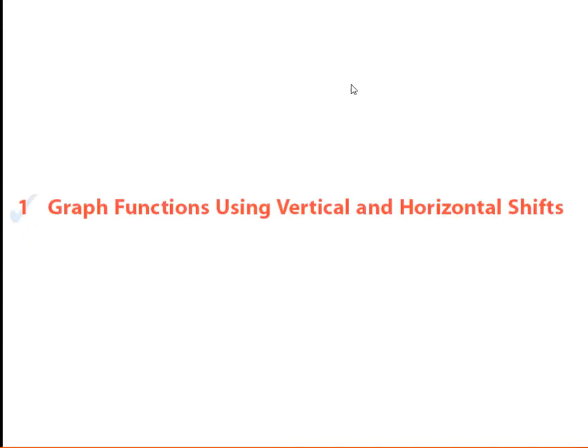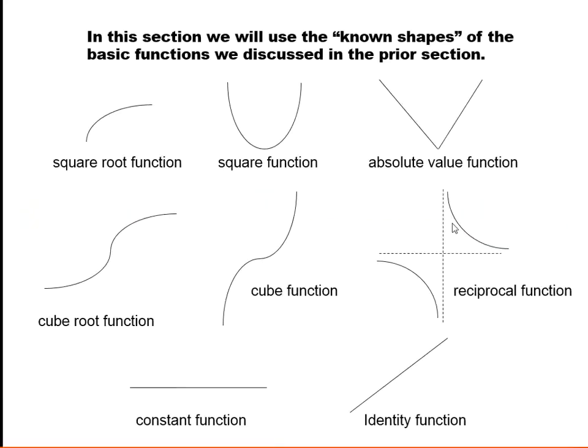Just as a reminder, we are going to use those basic, known shapes, the library functions in 3.4. Here was our shape of the square root function. We have the square, the absolute value, the cube root, the cube function, and the reciprocal. These are really the six we're going to use in this section. As I mentioned in the 3.4 video, we've already graphed lines in great detail before, so we're not going to deal with that here in 3.5.